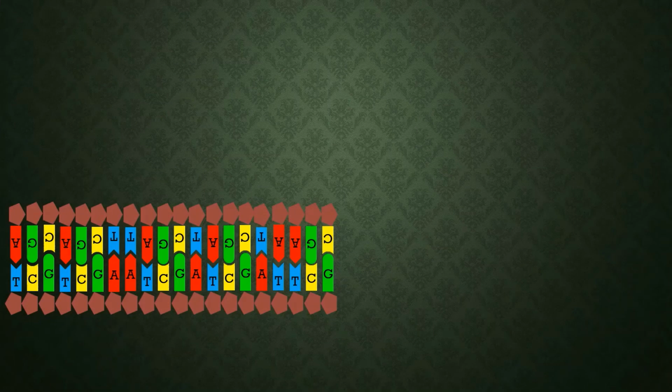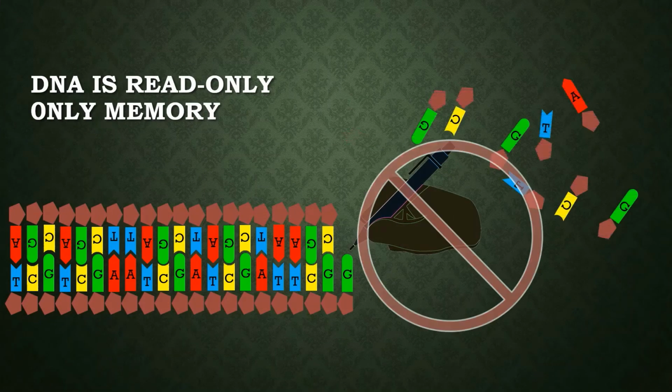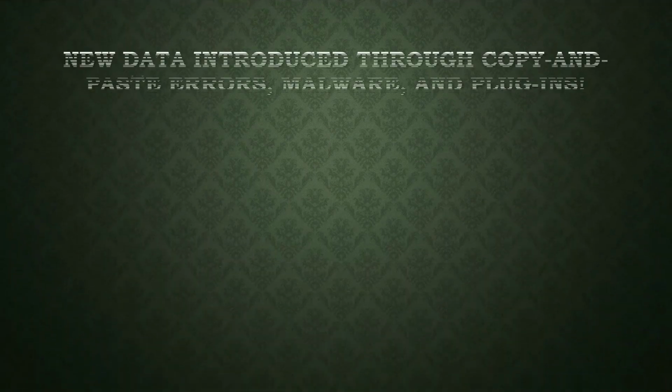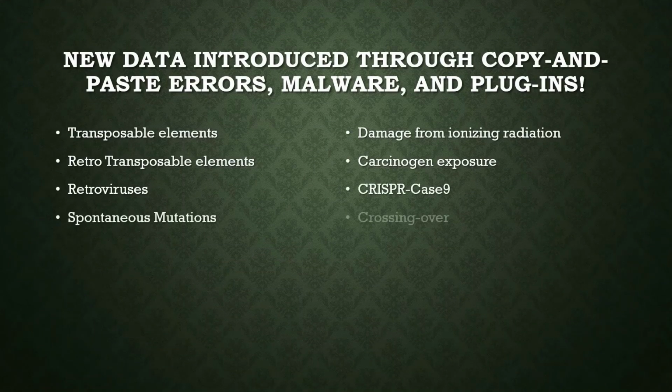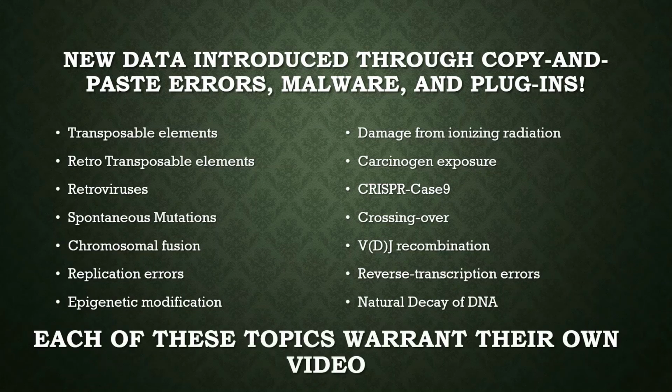Another important difference between hard drives and DNA is the absence of a writing head. As of the creation of this video, there is no known naturally occurring system of writing a new gene from scratch. Instead, genetic information is acquired through elaborate copy and paste mechanisms and other chemical processes that cannot possibly be covered in a single short video.